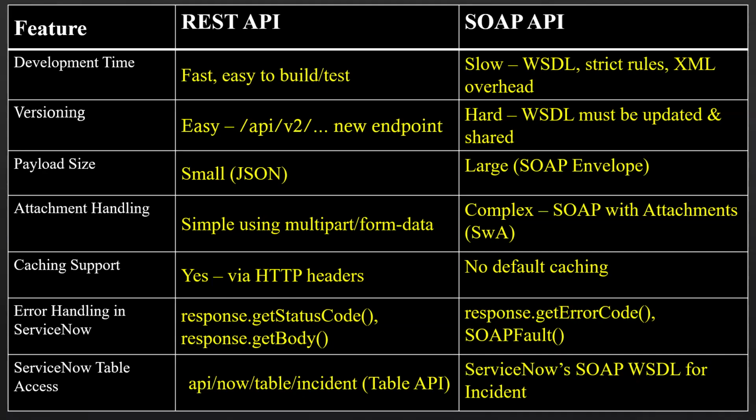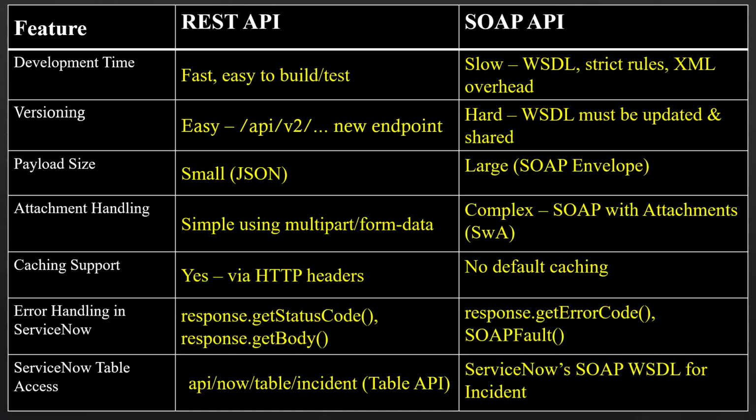Next, versioning. Versioning is easy in REST, as you just point the API version to a new endpoint. But in SOAP API, versioning is hard. It must be updated and shared. Payload size: the payload is small because REST uses JSON. It uses very low memory and is lightweight. But in case of SOAP integration, it's large because it consumes large data because of the XML file. It has an envelope, header, body, and tags, so it's heavy and slow. That's why. Next, attachment handling.